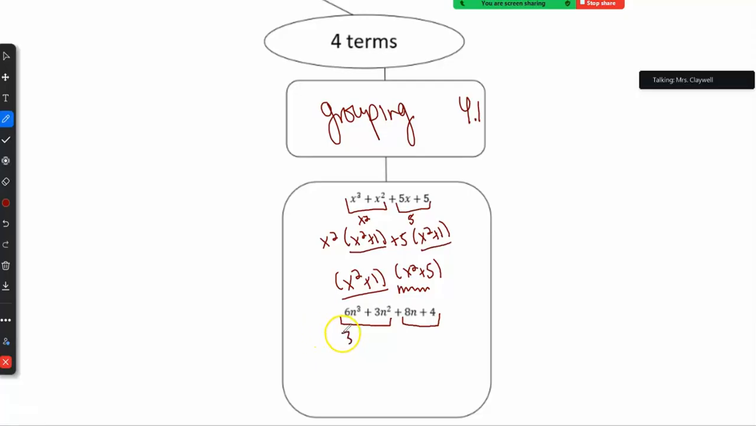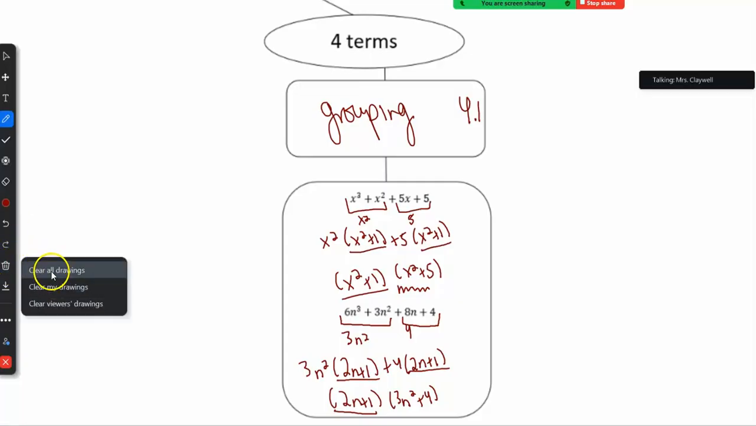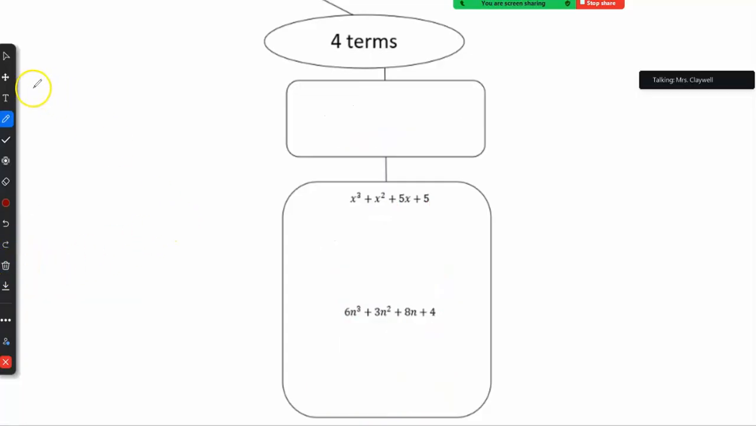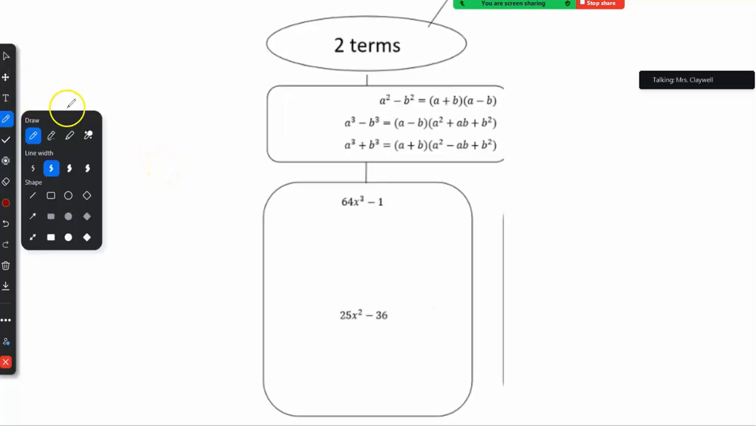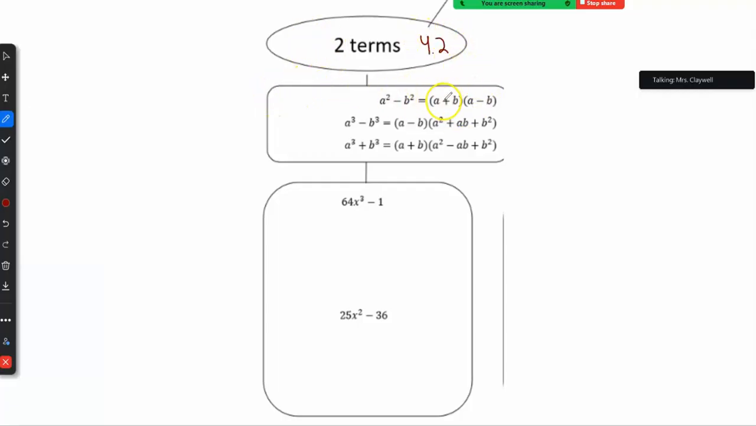Here I can pull out a 3n squared. Here I can pull out a 4, a 2n plus 1. Here's matching. And here's my leftovers. So this was 4.1 when we had 4 terms. And then we jumped to 4.2, which is when we had 2 terms. So this is all 4.2 if you want to mark that somewhere.